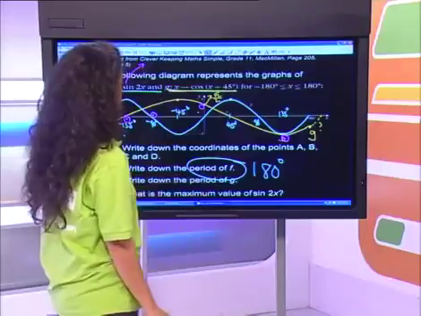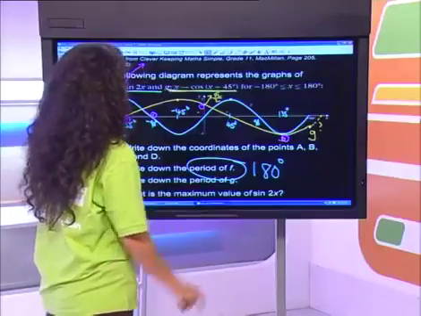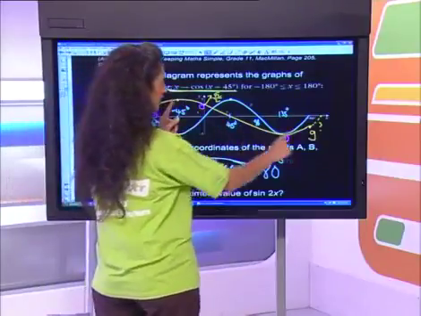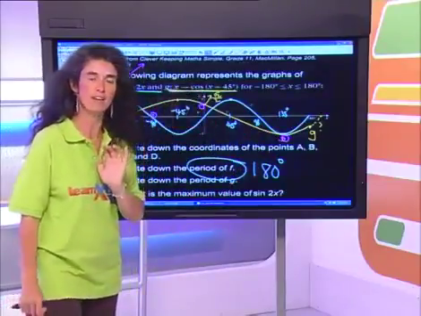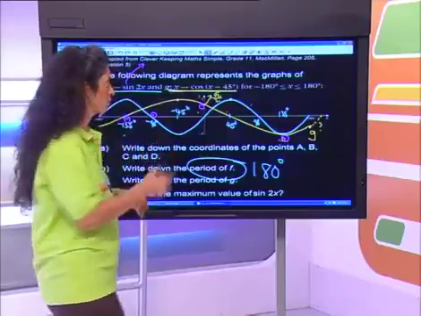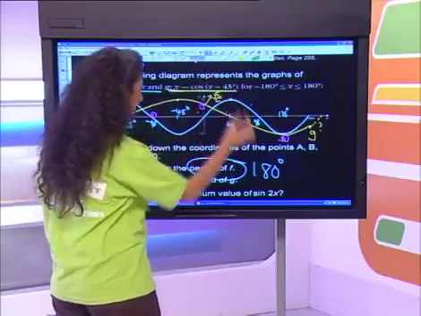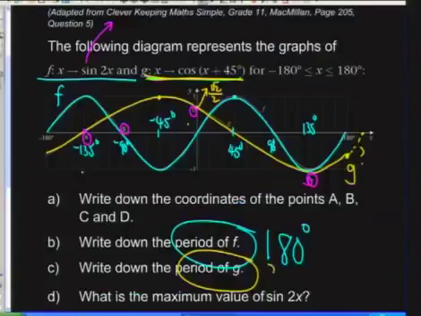Write down the period of G. What is the period of G? So how many degrees does it take to sketch the yellow graph? The period has not been affected. It's still 1x. So the period of the yellow graph is 360 degrees. The maximum value of sine 2x is 1, of course. And we'll end it off there.